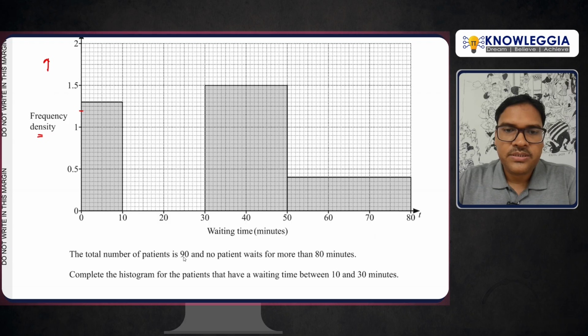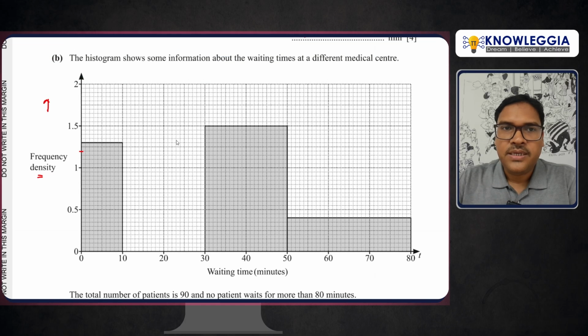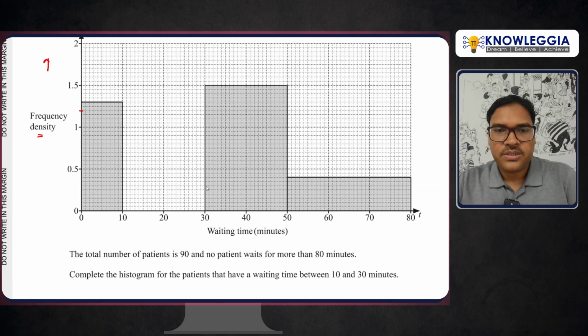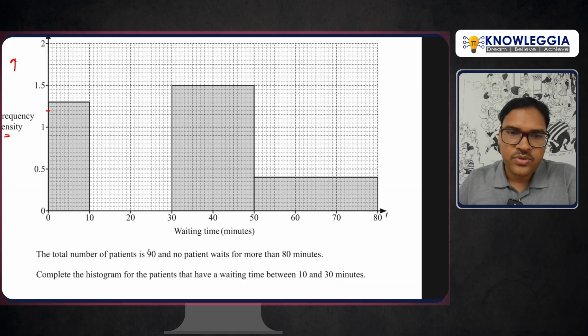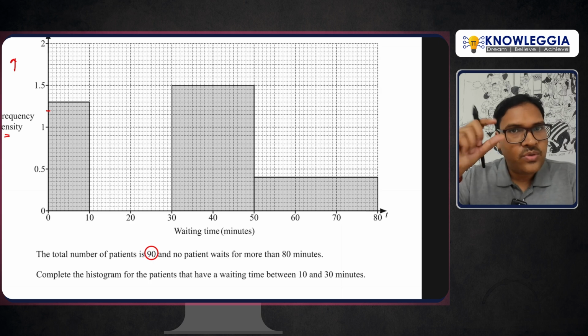Now the total number of patients is 90. For this histogram, they have mentioned that the total number of patients is 90. No patient waits for more than 80 minutes. So it is given that there is no data above 80. Complete the histogram for the patients that have a waiting time between 10 and 30 minutes. Now you have to complete this histogram. How can you complete it? That means in between 10 and 30, you have to complete this bar. You have to complete this rectangle. Correct? For that, you need to have the height.